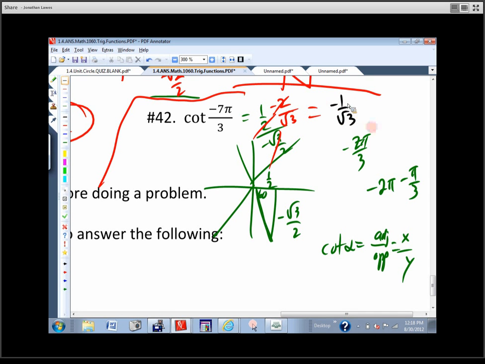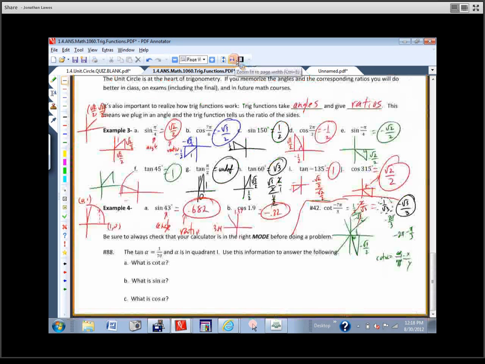Do we like that? Not our favorite way to write it. There's nothing mathematically wrong with it, but if you had to use it again, you'd probably rationalize and write it as negative radical 3 over 3. Any questions? Okay. All right. Then let's finish up on this one.